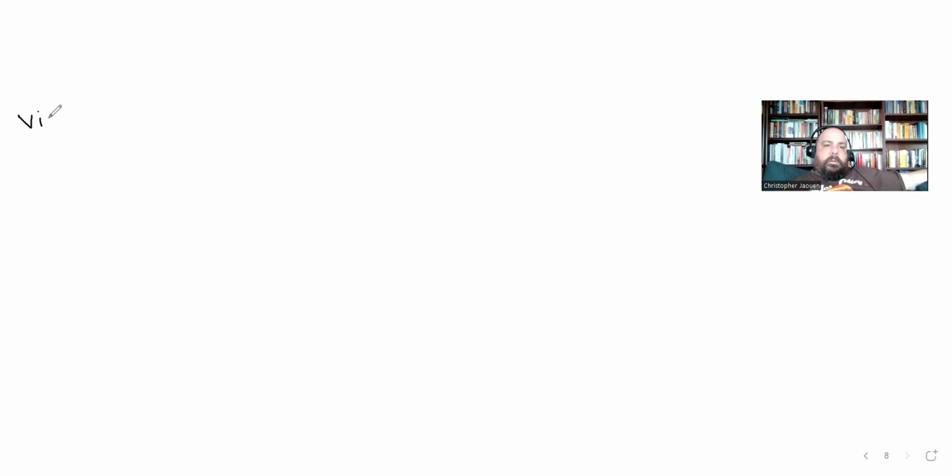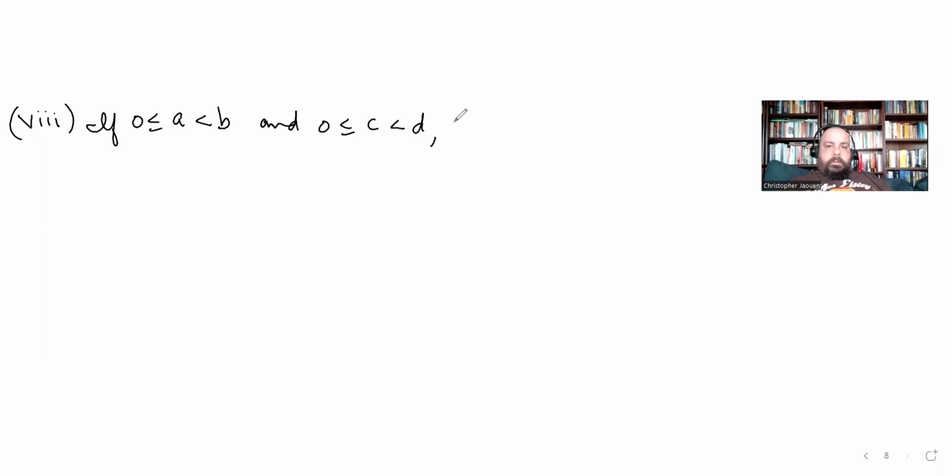Part 8. Which says if 0 less than or equal to A less than B and 0 less than or equal to C less than D, then AC is less than BD. Right, proof.